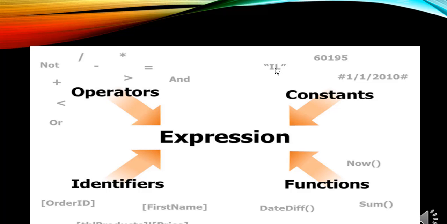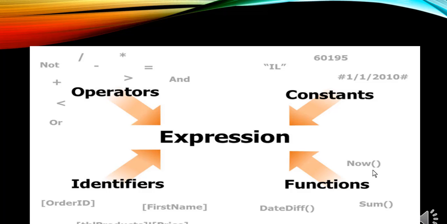And we use constants. In constants we use text as criteria, for example IL, enclosed in quotation marks. We use numerical criteria in expressions. For numeric criteria, we do not need any quotation marks. We use a date from a field as a constant, and Microsoft Access encloses it in a pound sign, a hash sign. And we also use expression functions.